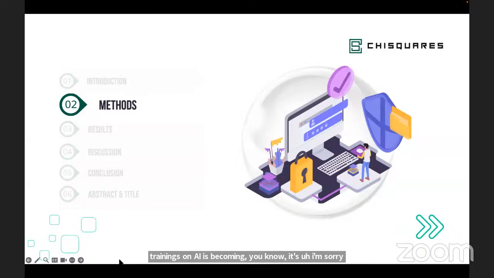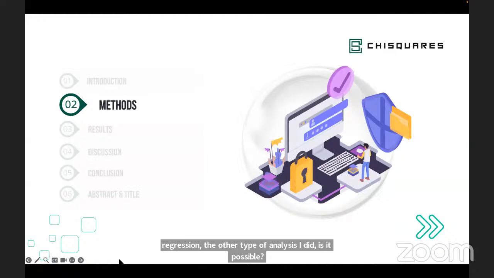And that's where the Spearman correlation was very important. So now that I was not able to do that in my submission for the school, I'm trying to ask, can I still use that same data and methodology, although the results I'll be talking about are my logistic regression, the other type of analysis I did? Is it possible? That's what I'm trying to ask, sir.